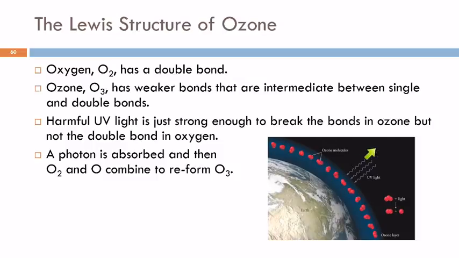So this harmful UV light that comes from the sun is strong enough to break the bonds in ozone, but it's not strong enough to break the double bond in oxygen. So what happens is these photons are absorbed by the ozone molecules. So they do not go through the ozone layer and come down and hit us. The ozone is decomposed into an oxygen molecule and an oxygen atom. This oxygen atom's not very stable. These guys are going to recombine to reform the ozone.